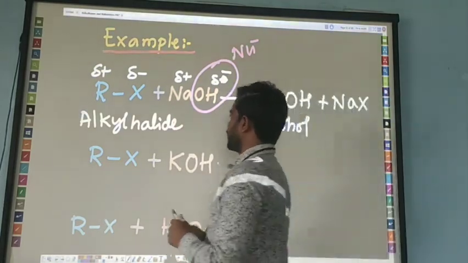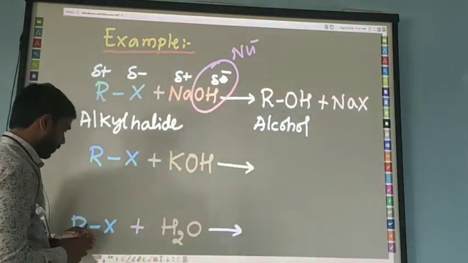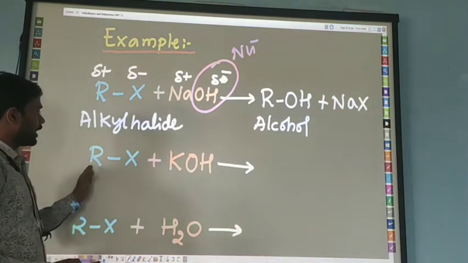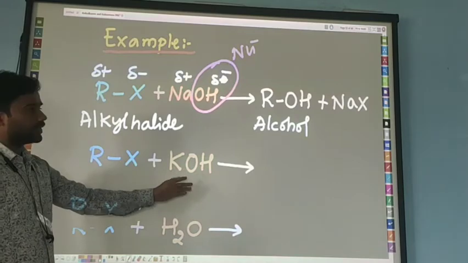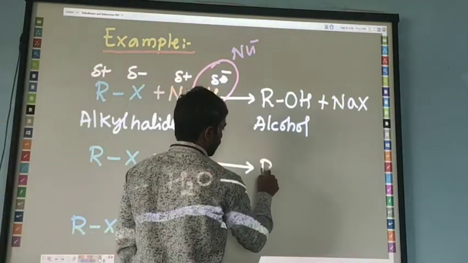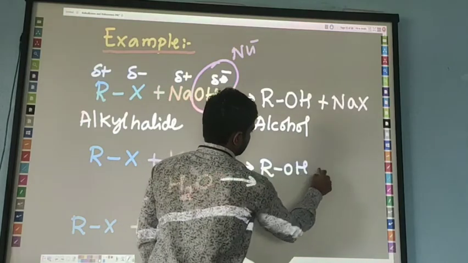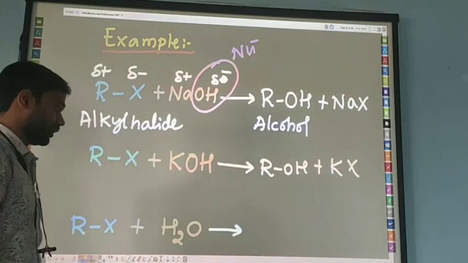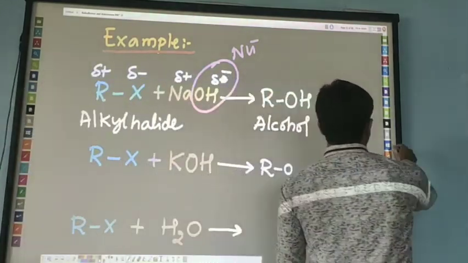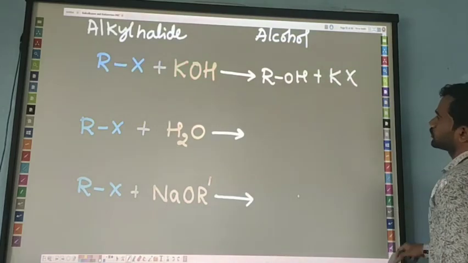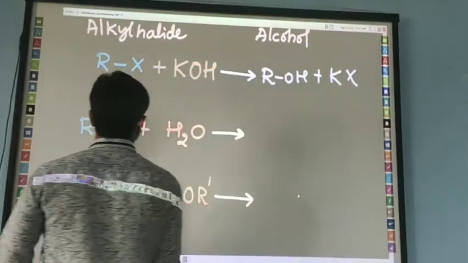Let's see the next reaction. It is going to be a similar one. The next reaction is alkyl halide reacting with another base known as KOH. Definitely you know that there is a formation of alcohol, and a potassium halide salt is going to be generated here. Again we converted from alkyl halide to the alcohol and salt.